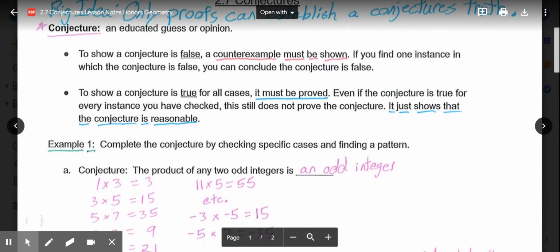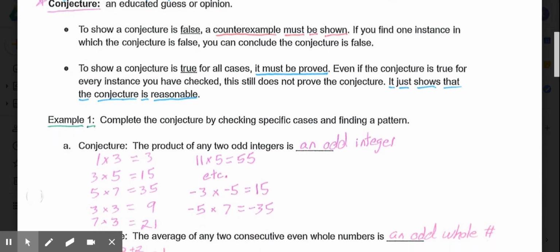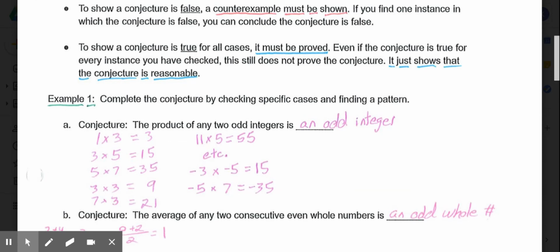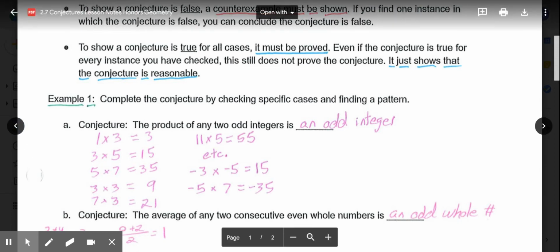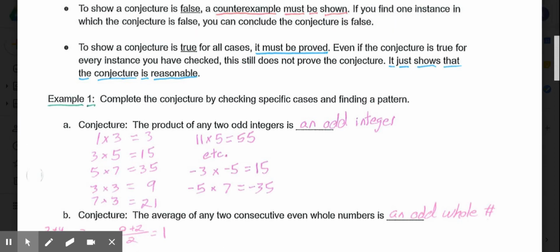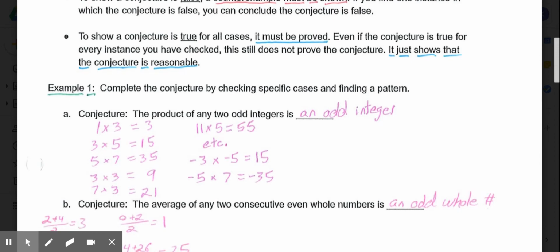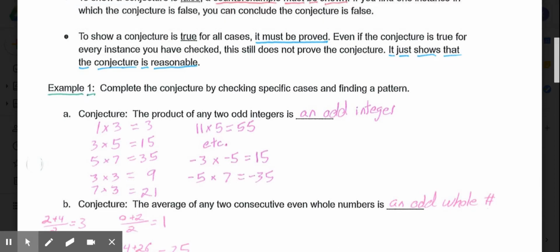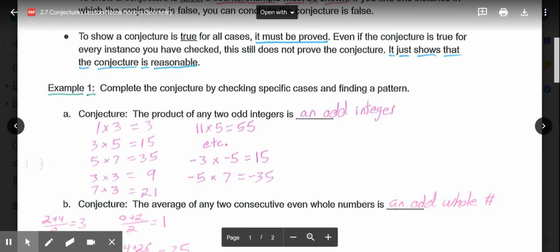So looking at that idea, complete the conjecture by checking specific cases and finding a pattern. So rather than checking every scenario, a lot of the times with conjectures to see if they're reasonable or not, we look for that idea of a pattern. So the conjecture says that the product of any two odd integers is blank. So I'm just going to try a few different instances. Product meaning multiply. Two odd numbers, integers are whole numbers. So I'm just going to try multiplying some odds.